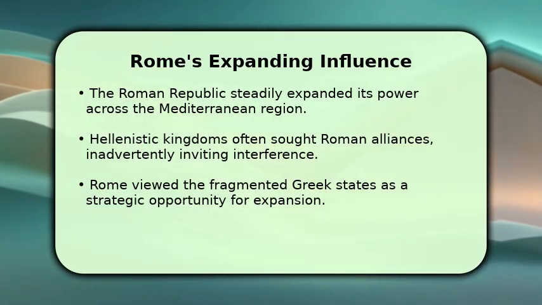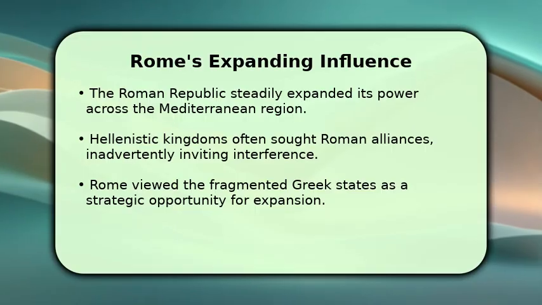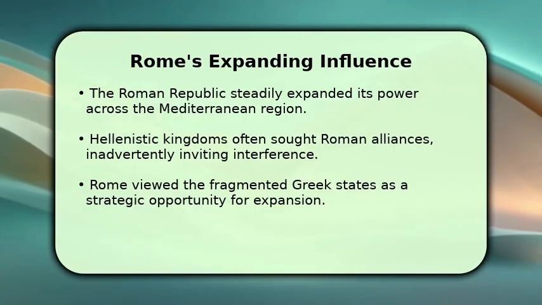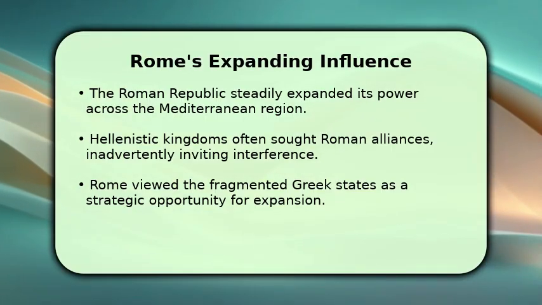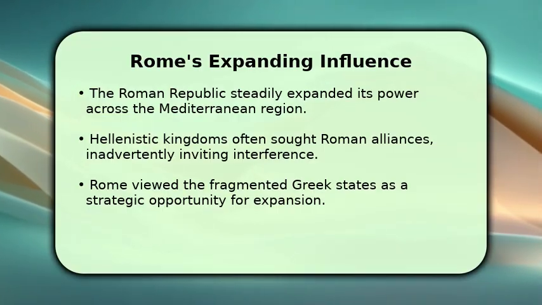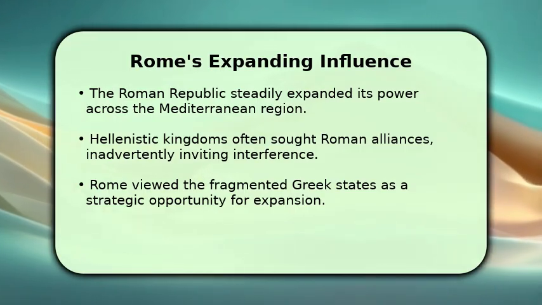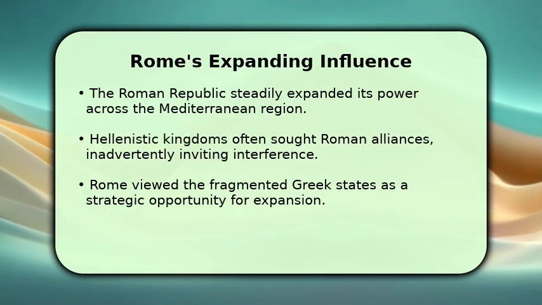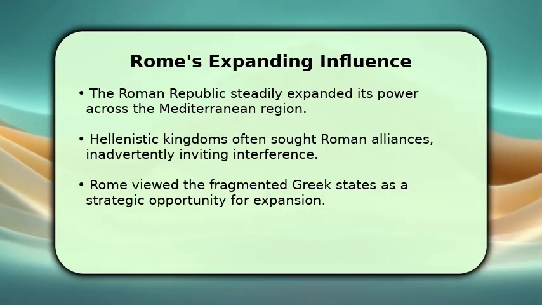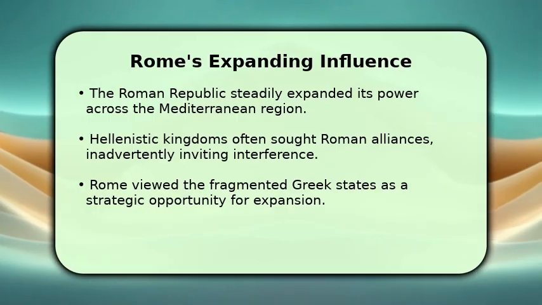As the Hellenistic kingdoms contended amongst themselves, a formidable new power was steadily rising in the West, the Roman Republic. Rome's influence expanded across the Mediterranean, and the often divided Greek states, sometimes seeking Roman alliances against rivals, inadvertently opened the door to Roman intervention. Rome saw the fragmented Greek world as a prime strategic opportunity for further expansion and control.